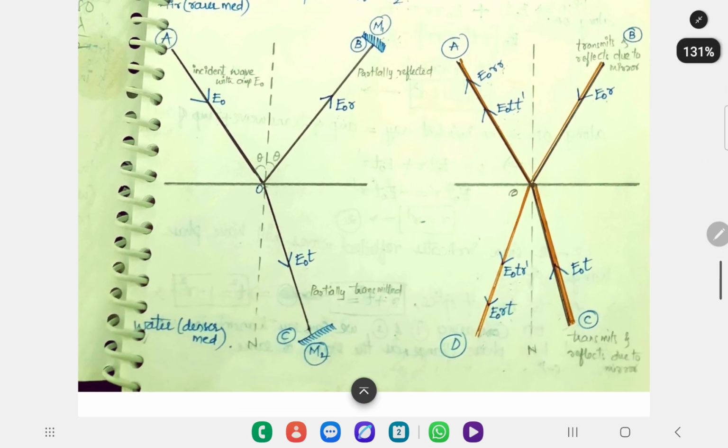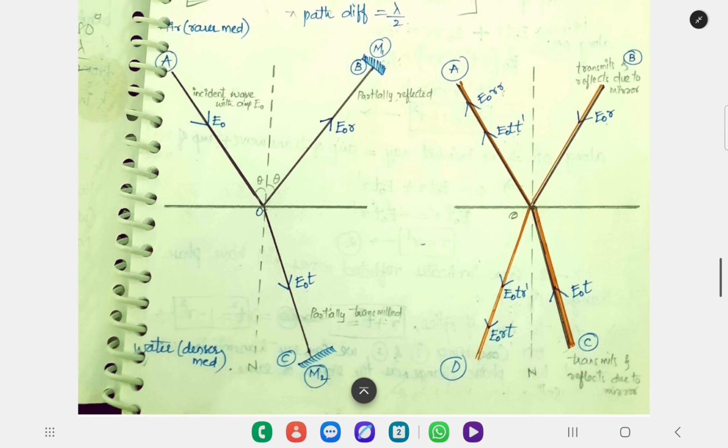Now let us see with the diagram over here. See, this is a light that has been illuminated. This is some reflecting surface. As this light is illuminated, the amplitude of this light, the incident wave's amplitude, let it be some E naught.